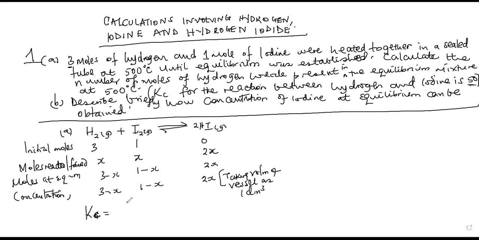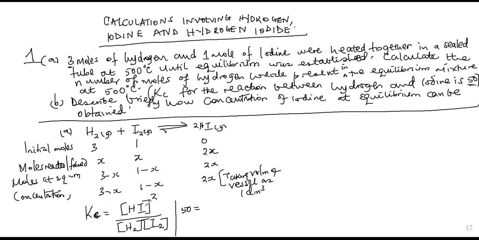Now, I'm going to write the expression for Kc. Kc is going to be equal to the concentration of hydrogen iodide, because we say the product of the molar concentration of the product is raised to the appropriate power. So it is hydrogen iodide, but because of 2 here, it will be raised to the power 2 over the concentration of hydrogen times the concentration of iodine. We can now substitute. Our Kc is given as 50.